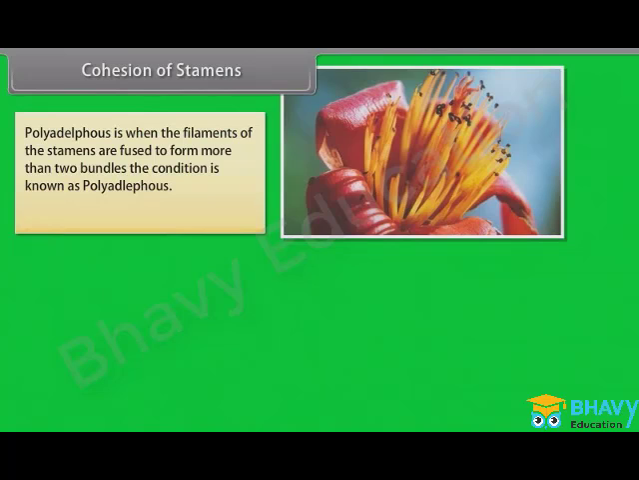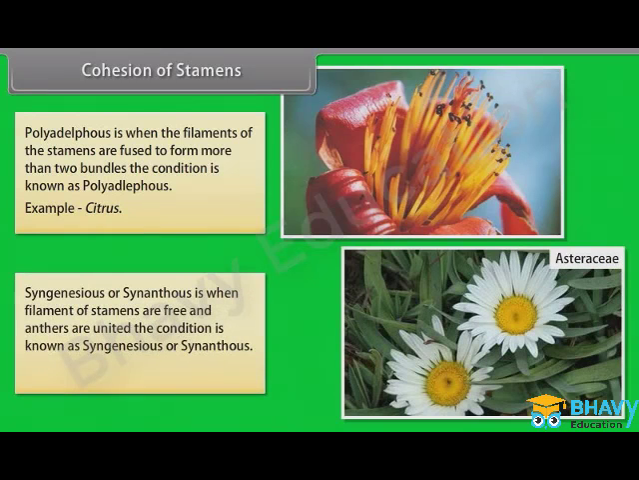Polyadelphous is when the filaments of the stamens are fused to form more than 2 bundles. Example: Citrus. Syngenesious or Synanthous is when filaments of stamens are free and anthers are united. Example: Asteraceae.